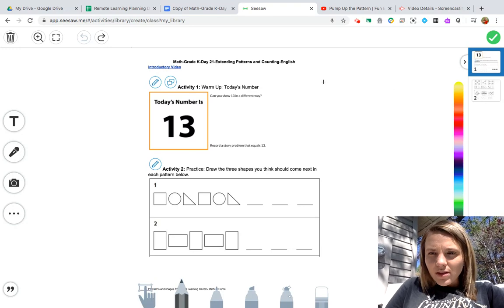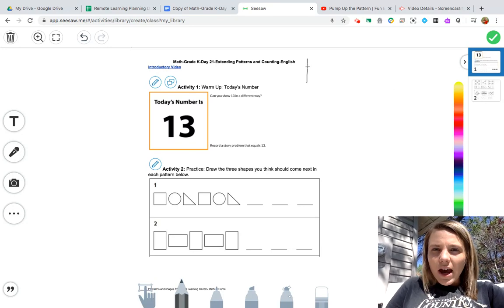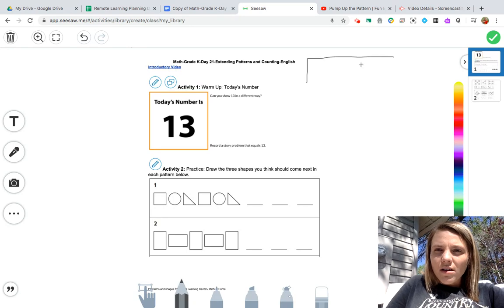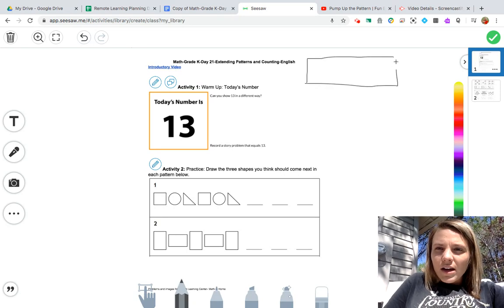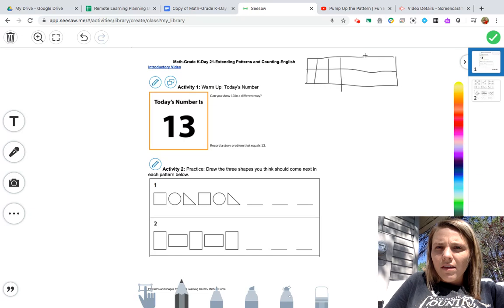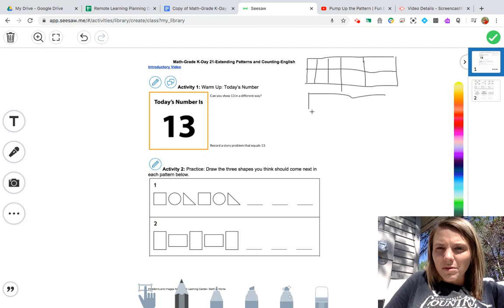So I'm going to grab my pencil tool, and I am going to draw a 10 frame. But I also know that in the number 13, there are more than 10. So I'm going to draw two 10 frames to make sure I have enough spots for my dots. All right, here are my two 10 frames.